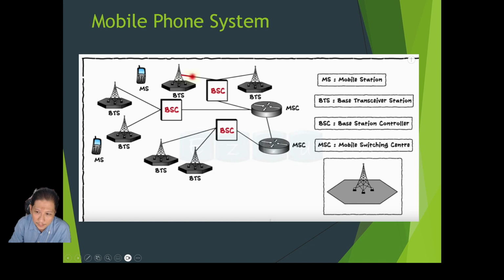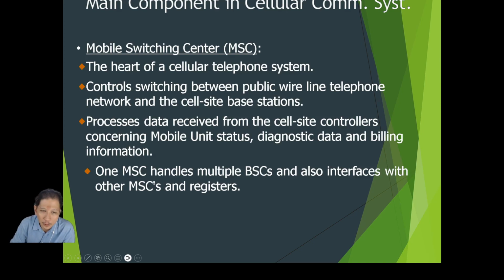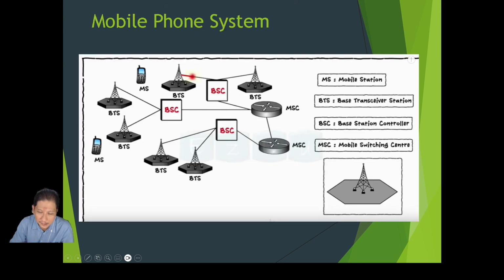Okay, this one is the mobile, and then we have the BTS, base transceiver station, and then we have the BSC. It amplifies the signal, the power signals, and then goes to the BTS. For the mobile switching center, it controls the switching between the wireline telephone network and the cell site base station. One MSC can handle multiple BSCs and also interfaces with other MSCs and registers.